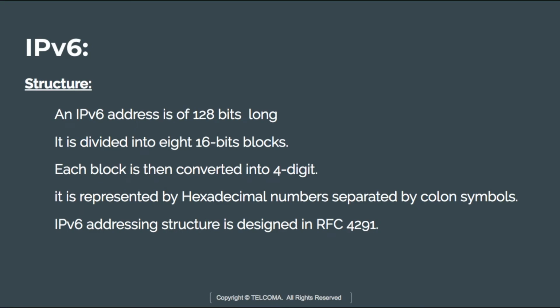As IPv6 addresses are 128 bits long, they are divided into 8 blocks of 16 bits. Each block is then converted into 4 digits, represented by hexadecimal numbers separated by the colon symbol. This IPv6 addressing structure is defined in RFC 4291. So let's discuss the representation of this.